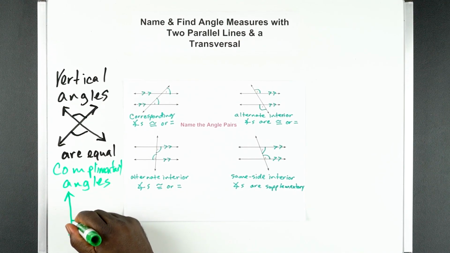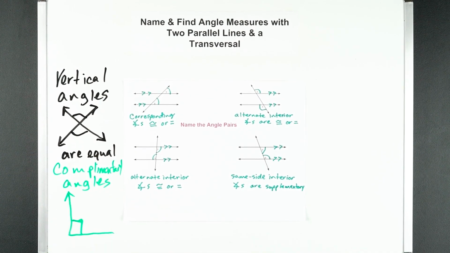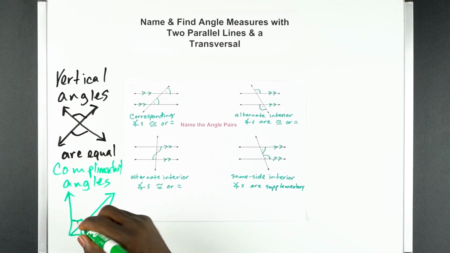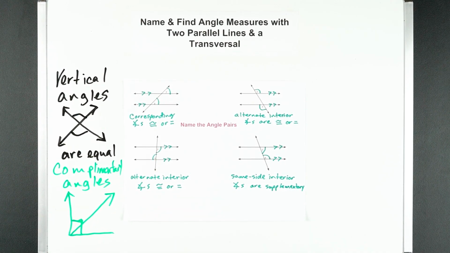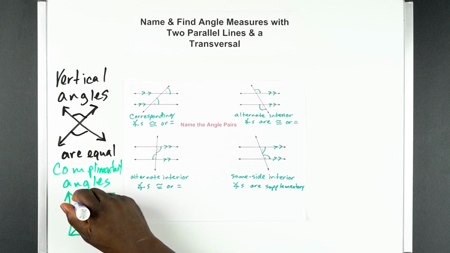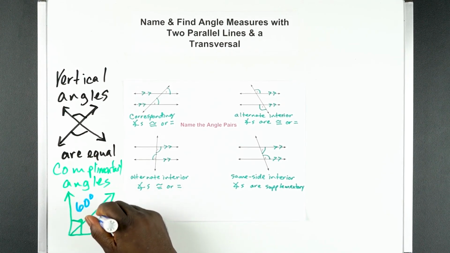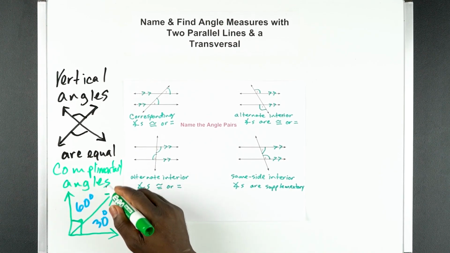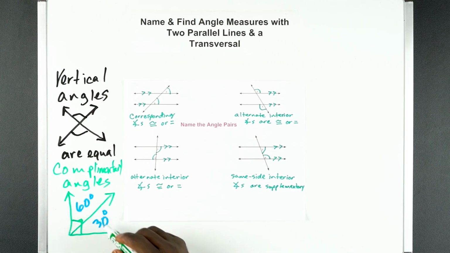And let's say that this is a 90-degree angle because I put a box there. All right, and then I draw a ray right here. Okay, and let's say this angle right here is 60 degrees. This angle is 30 degrees. This would be an example of complementary angles where two angles add up to equal 90 degrees. Okay?